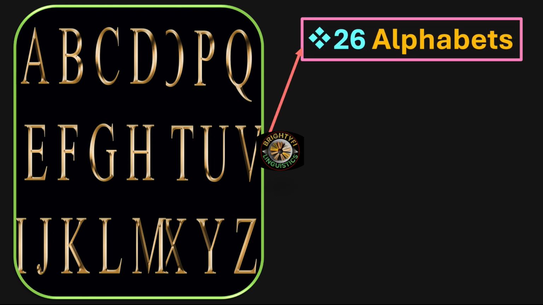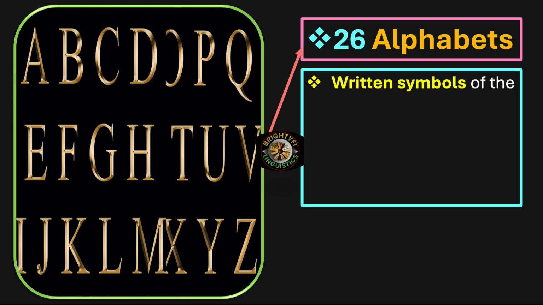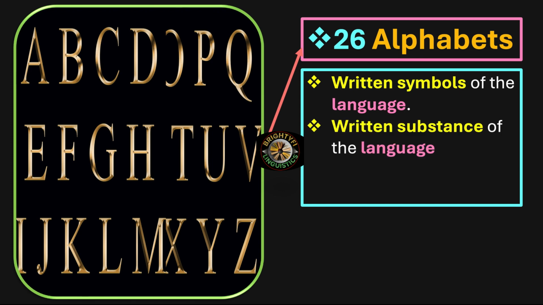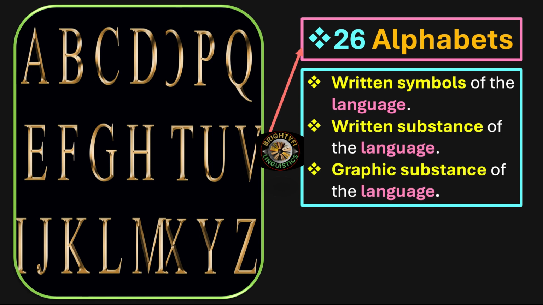Look at these letters. What are they? They are just the 26 alphabets of the English language, A, B, up to Z. Do they mean anything? Do they convey any meaning? They are just written symbols of the language. They are also the written substance of the language, also known as the graphic substance of the language.